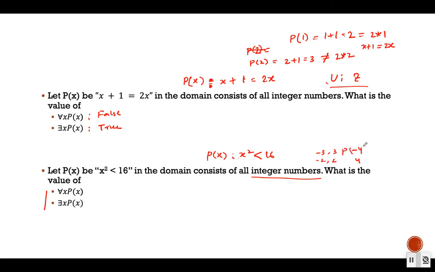For P(-4), P(4), P(-5), P(5), for these values this statement is false. So the universal statement is false. But the existential one is true, because we have a couple of values in our domain of integers, for example minus 3, 3, minus 2, 2, minus 1, 1, for which x² will be less than 16. So the statement with the existential quantifier is true.